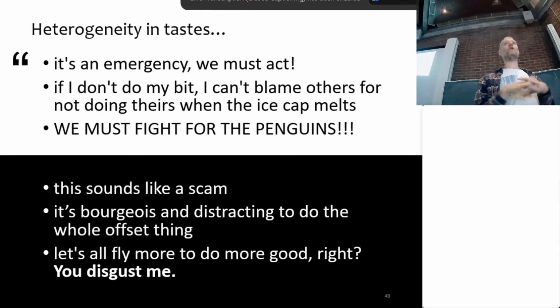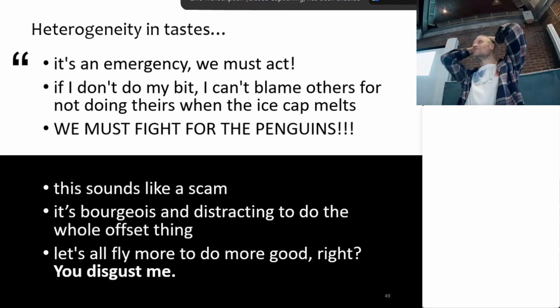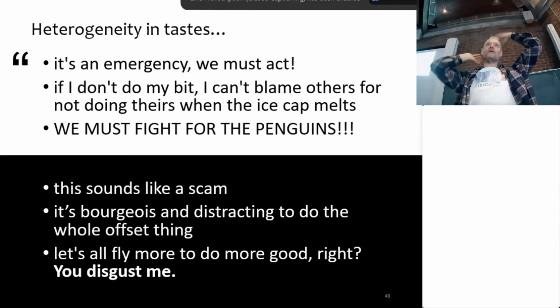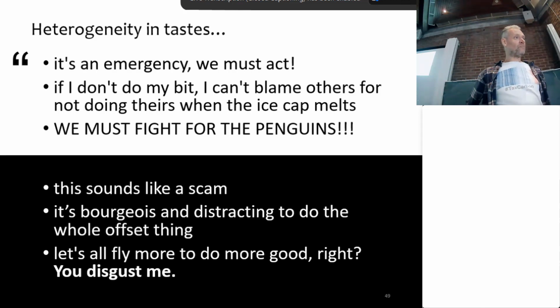I talked a little bit about that, but also why people say this, and these were some of the remarks that were left. Some people say, these carbon offsets, it sounds like a scam, right? They're just taking money off us, not going to do anything. Other people had a more fundamental objection: we should not be flying at all, it's bourgeois. Another protest vote: let's all fly more to do more good. You disgust me. So that's the sort of thing, if you've met George, this would be wholly unfair.